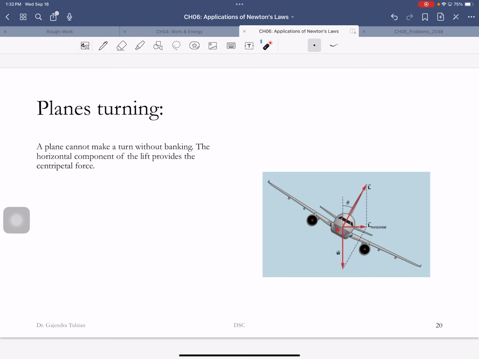A plane could not make a turn unless it banks. Okay? And when it banks, the lift is always perpendicular to the wings. Okay, so this component of the lift is balancing the weight, L cosine theta. And this component, L sine theta, is providing the centripetal force. Okay.